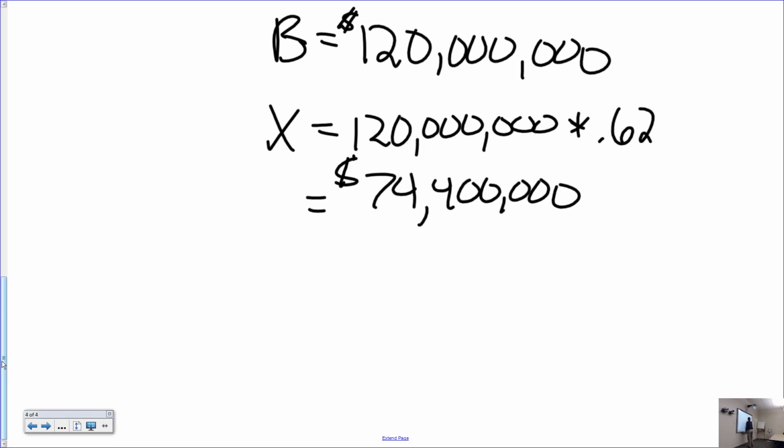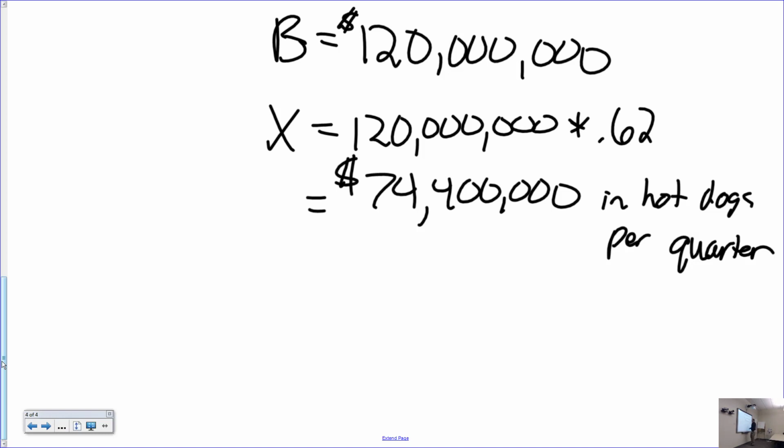$74,400,000 in hot dogs per quarter. And don't think about what that relates to in the number of pounds of rat tails and pig jowls and pig hooves and all the other things that go into hot dogs that you don't want to know about, right? They put in everything but the squeal.